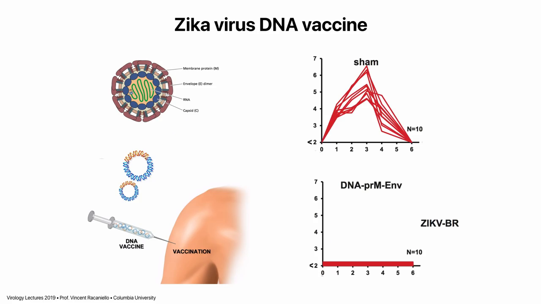In one, a DNA vaccine, they took the genes encoding the membrane and envelope protein. They put them in a plasmid. It's injected right into your muscle. And here are two experiments in mice. You infect mice with Zika virus. This is viremia. And these are mice who got the control vaccine, so they make high titers of virus in the blood. These are mice immunized with the DNA vaccine. Completely blocks the viremia. So that's one candidate vaccine.